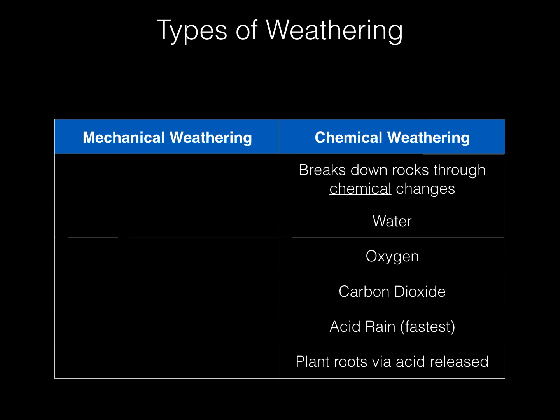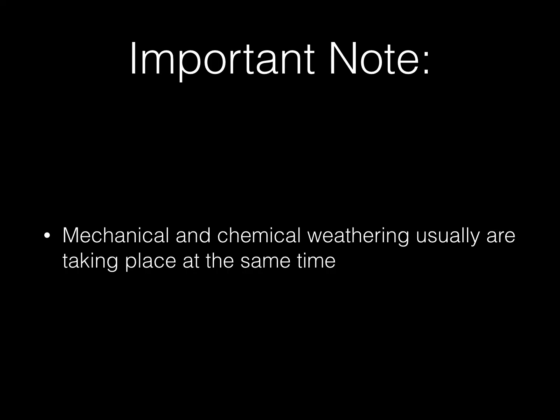And on the bottom of the page, there is an important note that you must add. And that is that mechanical and chemical weathering are usually taking place at the same time. It's very hard to say that it's one or the other in nature. You can do one or the other in a lab. However, in nature, usually both are happening at the same time.